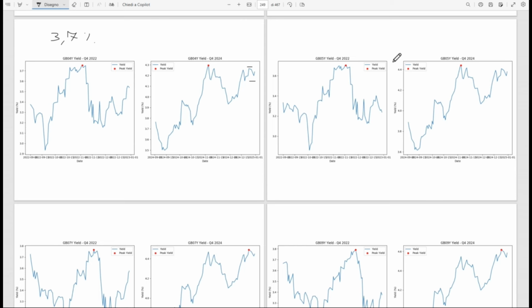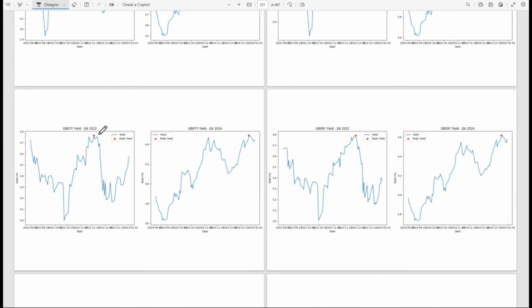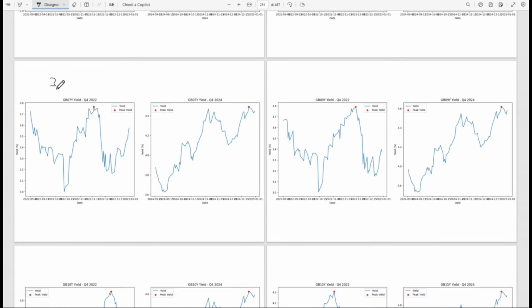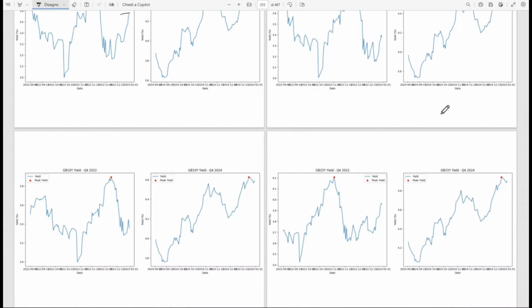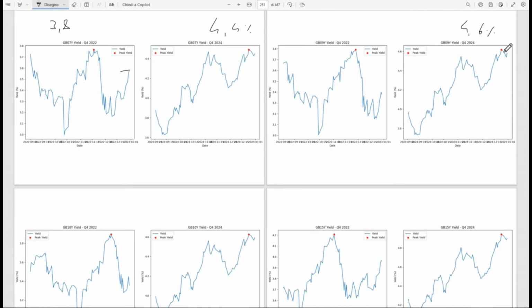I'm taking very long in explaining this stuff. So the 5-year was 3.6. Now in 2024 it's 4.4, so it's higher. In 2022 the 7-year peak was 3.8, and then it went down to 3.6%. Now we are at 4.4, even more. For the 9-year, the peak was 3.8, now we are at 4.6%, so we see that it's higher and higher and higher. This is the peak of 2024 and we are going higher.